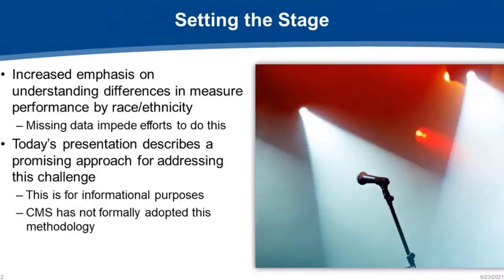All right, before I hand the presentation over to Dr. Elliott, I just wanted to provide a little bit of context here. This topic is especially timely and important given the increased emphasis at CMS in understanding differences in measured performance by race and ethnicity. One barrier to doing this is the prevalence of missing data in race and ethnicity fields in the medical record. Today's presentation describes one particularly promising approach for addressing that challenge. We've asked the RAND team to share their work in this area for informational purposes, but I just wanted to say up front that CMS hasn't formally adopted this methodology across programs. But having said that, I'll hand this over to Dr. Elliott to talk us through.